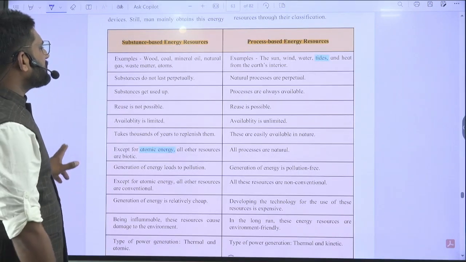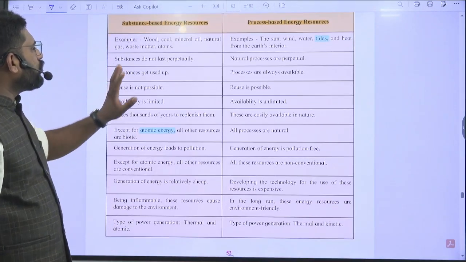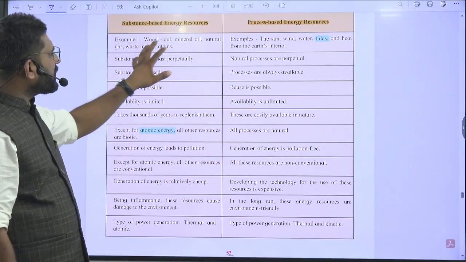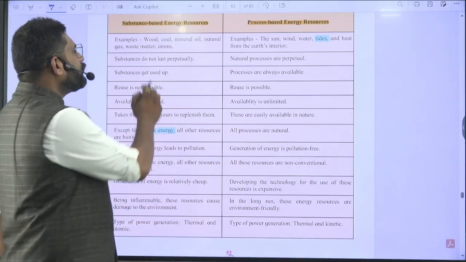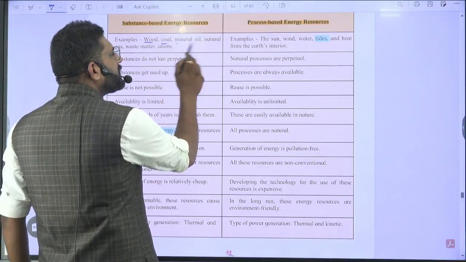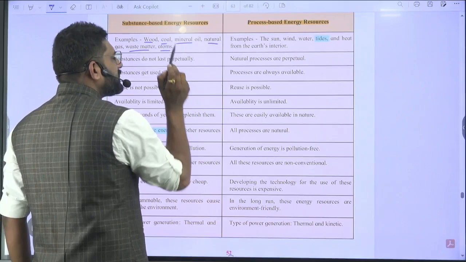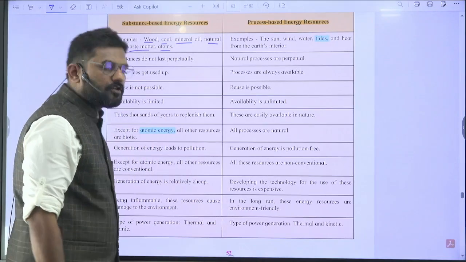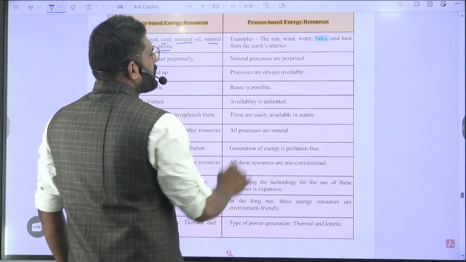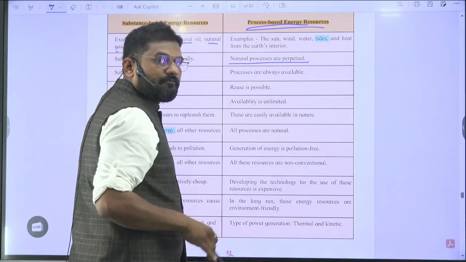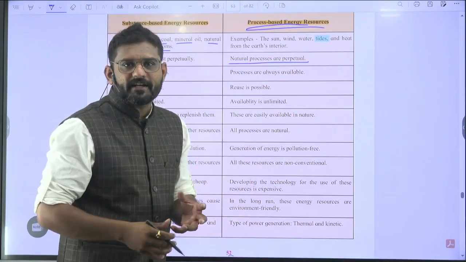So in substance base, they are saying substances do not last perpetually. Substance base, they can finish. For example, wood can finish, coal can finish, mineral oil can finish, natural gas can finish, waste material can finish, and atoms also can finish. But natural process base is where a process is required, for which we need a process to be created.